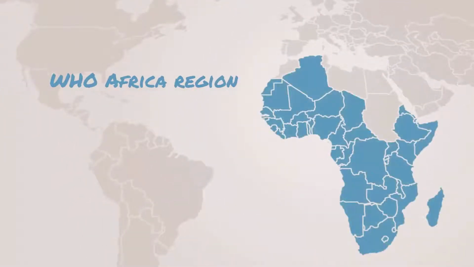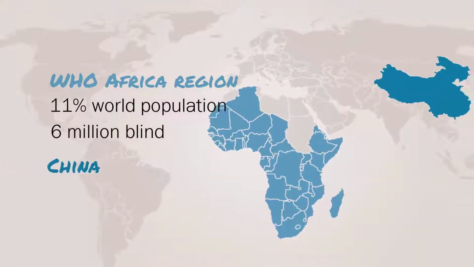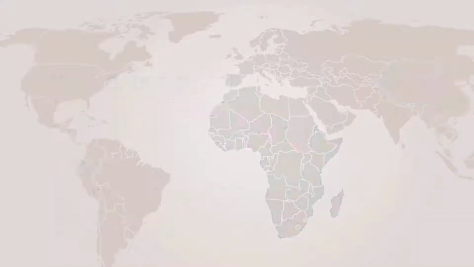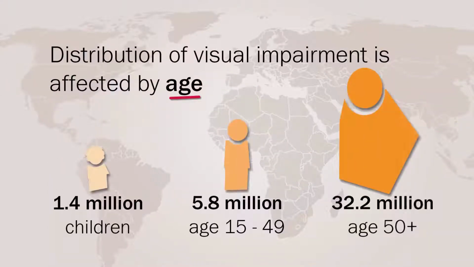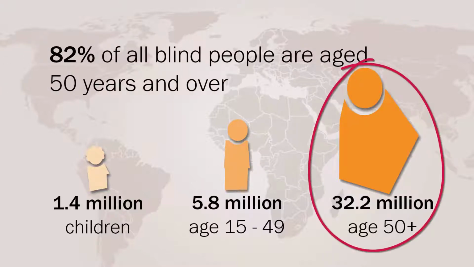Africa, which has about 11% of the world's population, has a disproportionately high number of blind people, about 6 million, compared to China, which has 20% of the world's population, and about 8 million blind people. The distribution of visual impairment is affected by age. Globally, 82% of all blind people are aged 50 years and over.